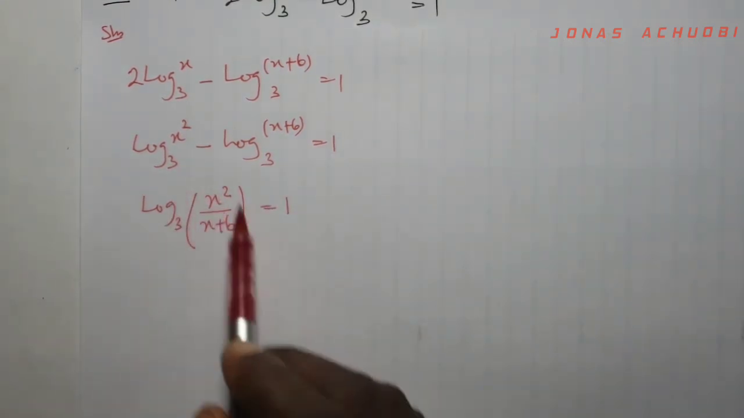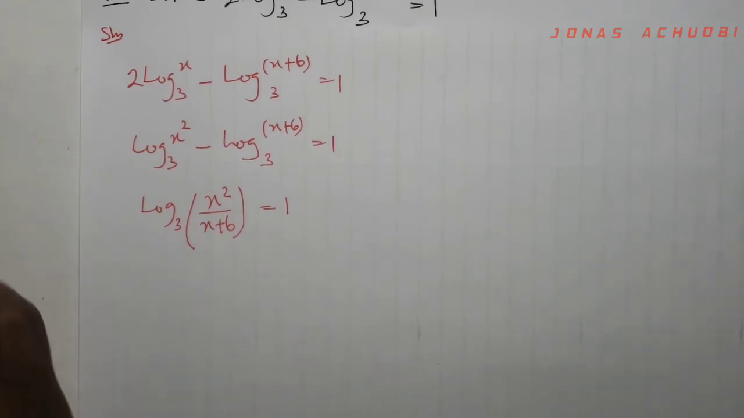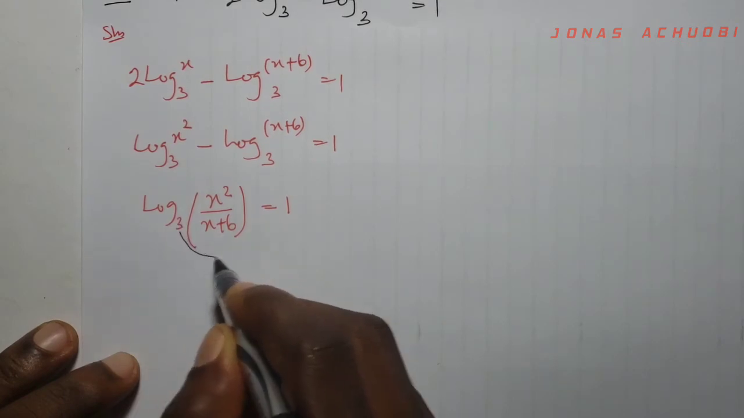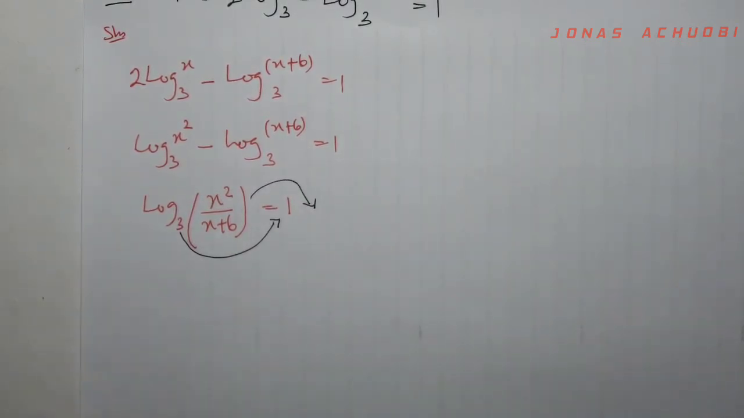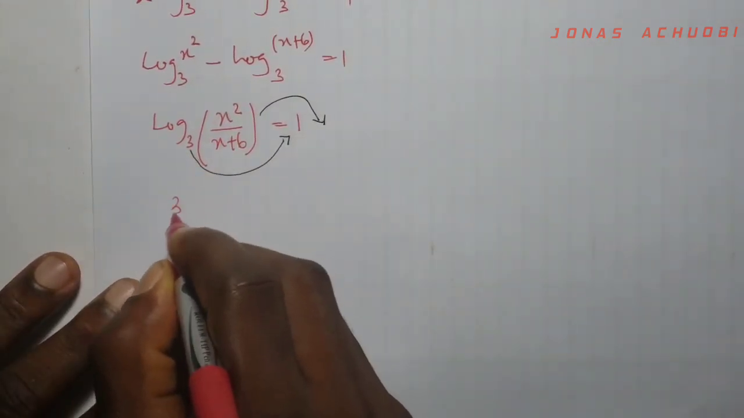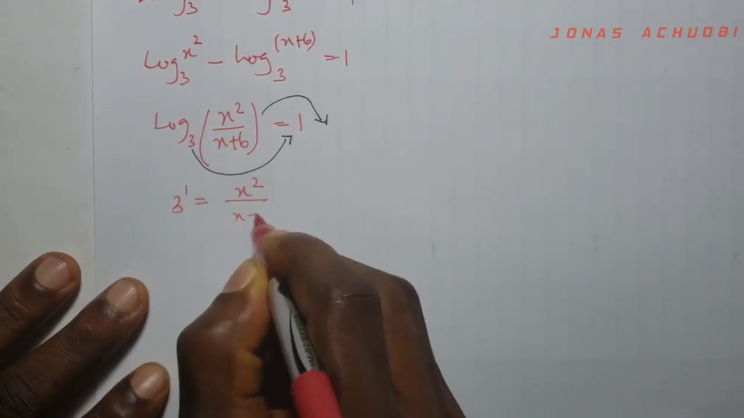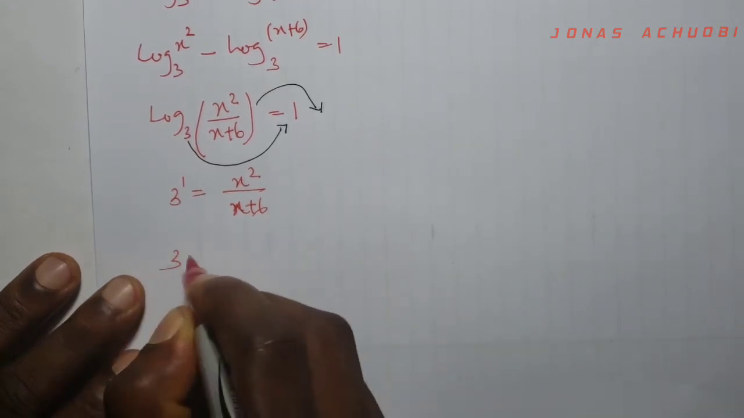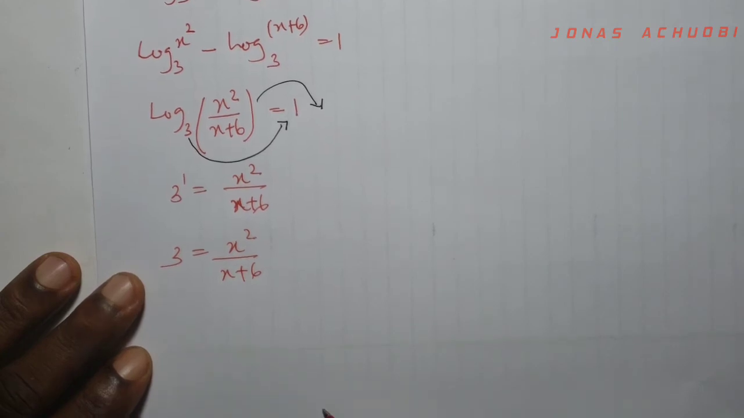Since I now have a single log, I can now decide to change from log form to indices form. So how do we do that? Remember, this base here will take 1 as its power and will drop whatever is left to the right hand side. If we do that, we're going to have 3 raised to the power 1 equal to x squared divided by x plus 6. Since 3 raised to the power 1 is 3, that is just 3 equal to x squared divided by x plus 6.